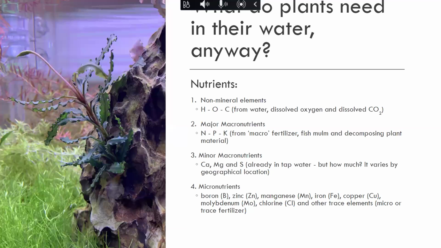Minor macronutrients, so that's calcium, magnesium, and sulfur, which is already in our tap water, but how much? And it does vary by geographical location. And then what we call our micros or micronutrients, mostly boron, zinc, manganese, iron, copper, molybdenum, chlorine, and other trace elements. And that's your micro or your trace fertilizer.